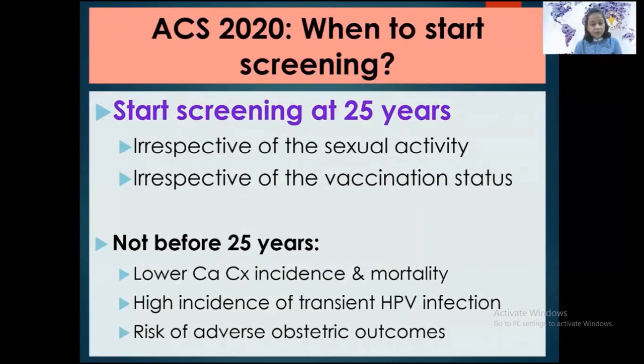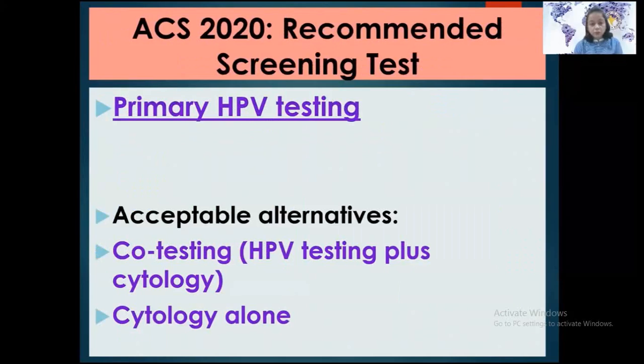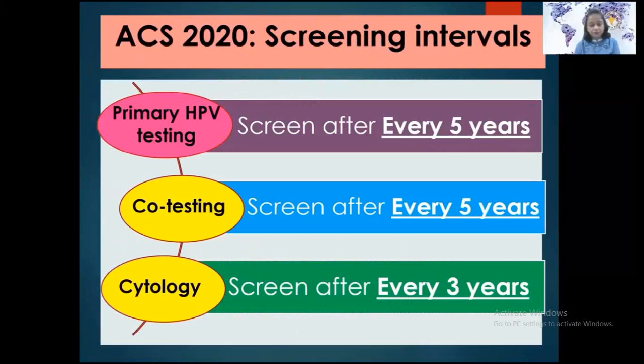So with this we come to the American Cancer Society 2020 guidelines for cervical screening, and they recommend to start screening at 25 years, irrespective of the sexual activity or the vaccination status. And similar guidelines have to be followed for vaccinated women also to date. So ACS recommends that primary HPV testing by using COBAS or OnClarity has to be used as the recommended test. However, acceptable alternatives include co-testing and cytology alone.